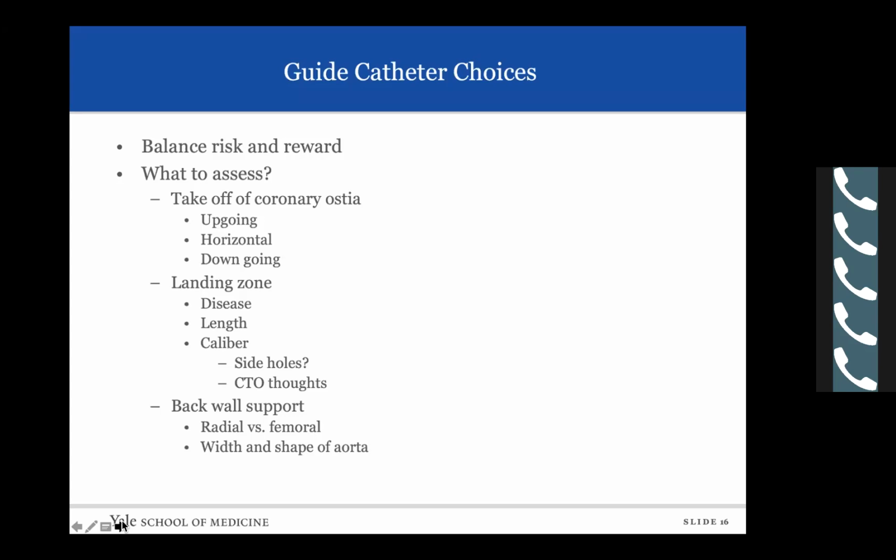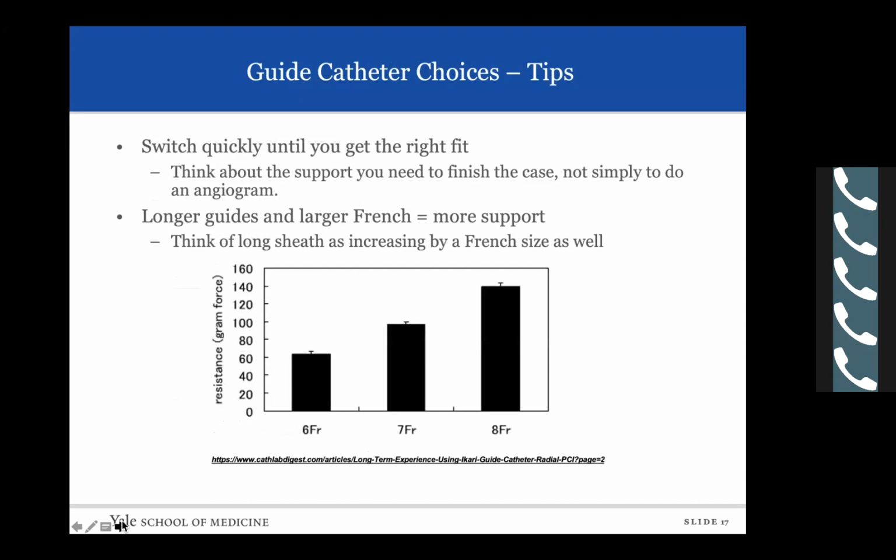We talked a little bit about radial support going from the right coronary, from the left arm, and the opposite tends to be true as well. Going from the right arm for the left coronary, you tend to get a little bit better push. But that also depends on the width and the shape of the aorta. The most important thing is to set yourself up for success. When you get a guide and the guide is tenuous, think about the support that you're going to need to finish the case, not to do the angiogram.